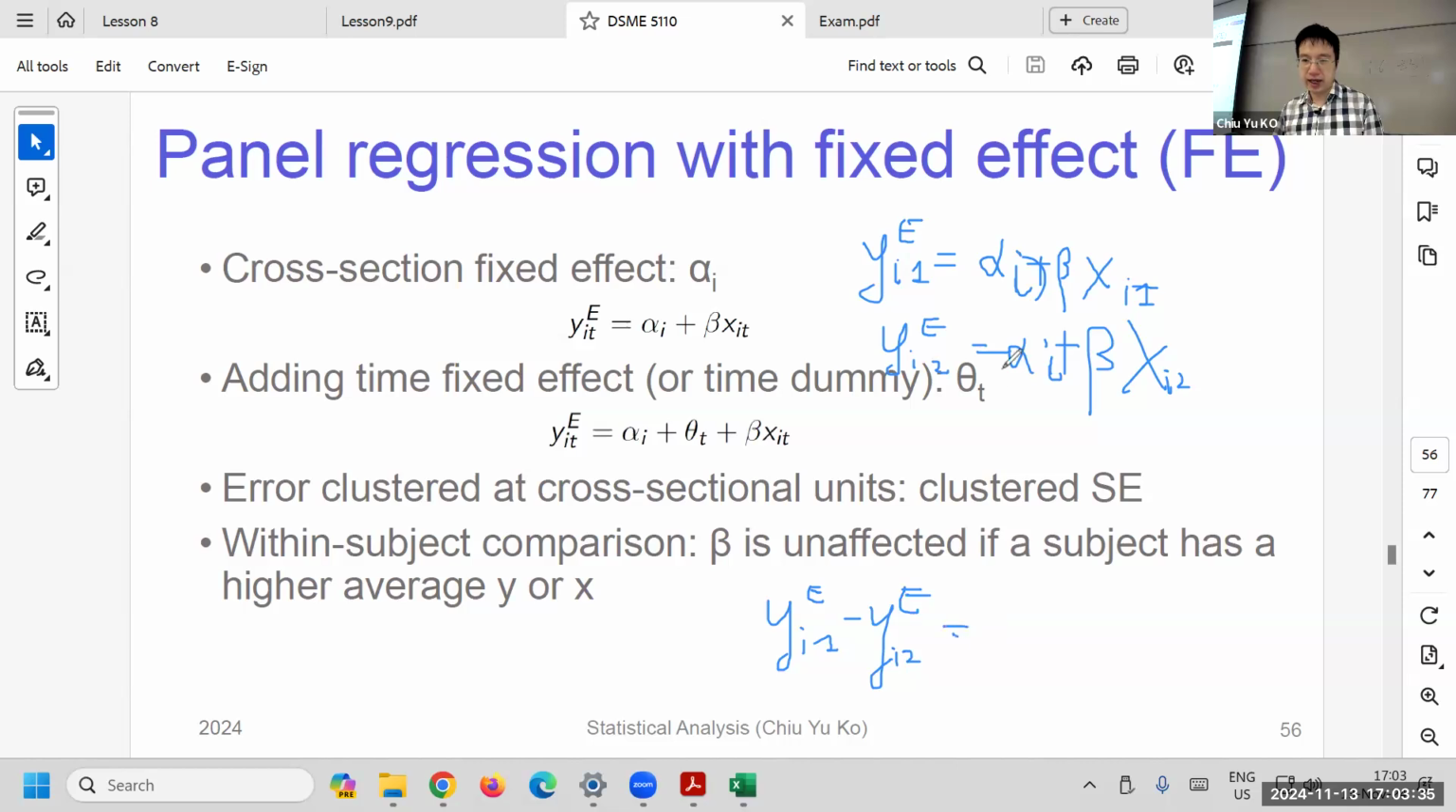Right? And they're the same, they're gone. Right? So left is beta xi1 minus xi2. And if you run this regression, then we're done.